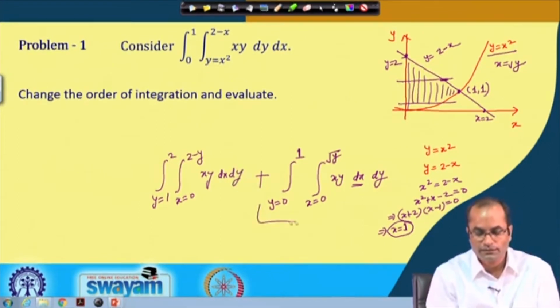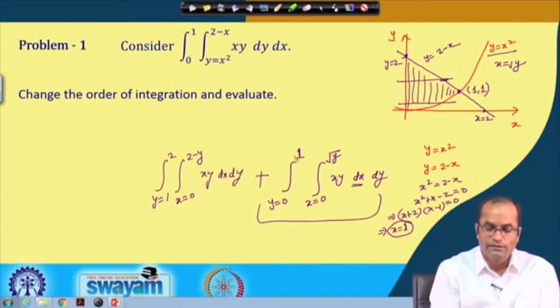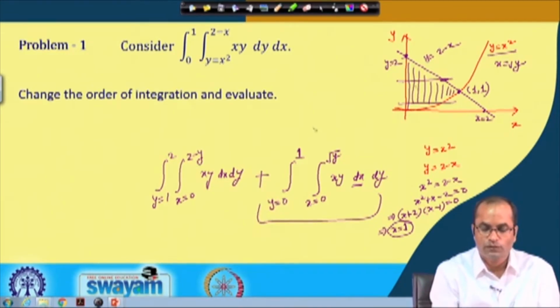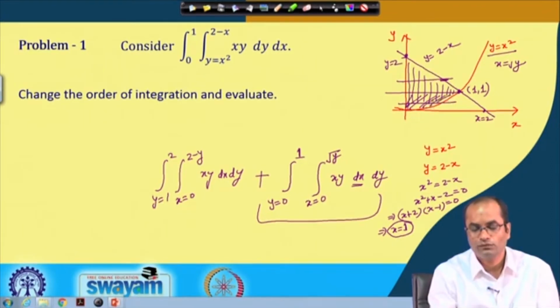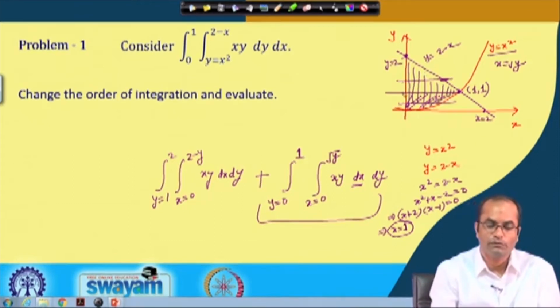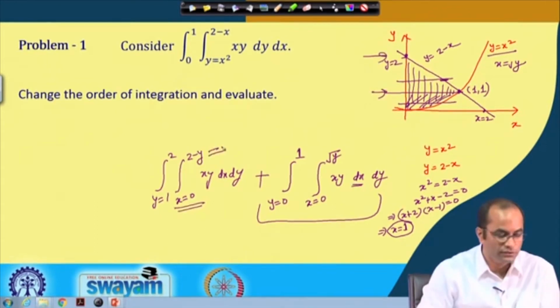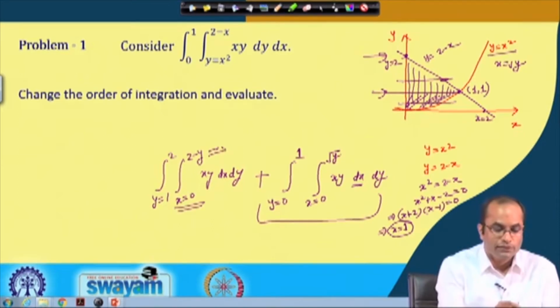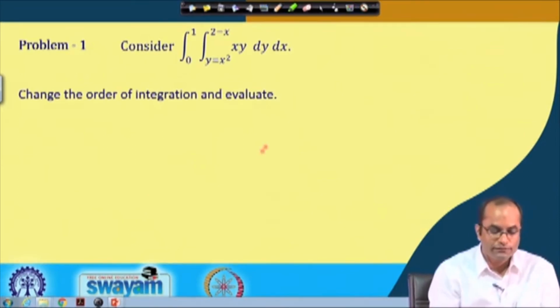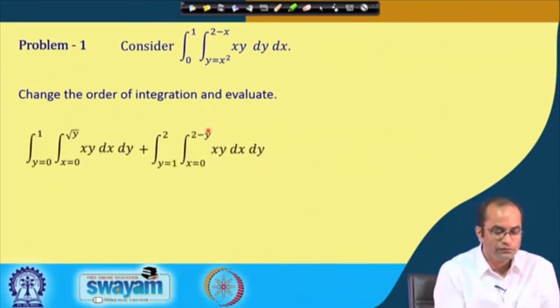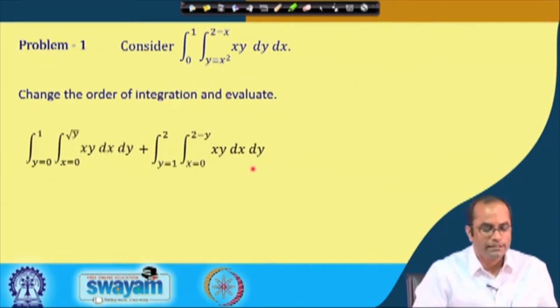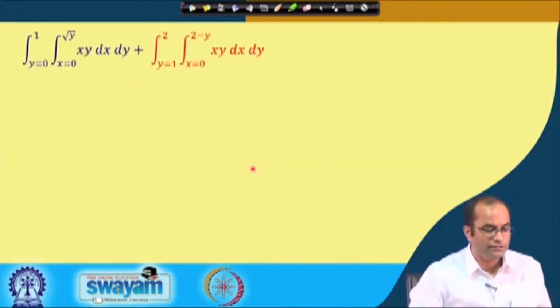So, we have the two parts now, one where y is going from 0 to 1, that means this domain here, and the other one, the upper one, where y is from 1 to 2, where x is going from 0 to 2 minus y. So, having changed the order of integration, we have these two integrals. We will evaluate these integrals separately and then we can find the value of the integral.